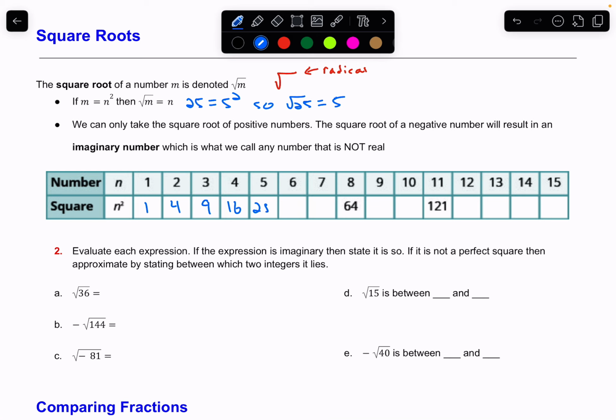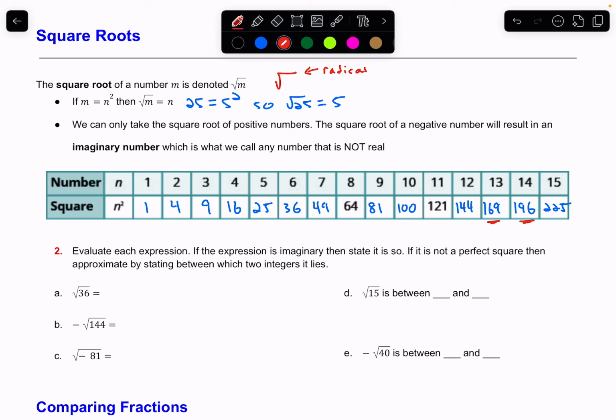5 squared is 25, 6 squared is 36, 7 squared is 49, 8 squared is 64, 9 squared is 81, 10 squared is 100, 11 squared is 121, 12 squared is 144, 13 squared is 169, 14 squared is 196. I always remember that one because it's just the reverse of these two digits. So from 13 to 14, I feel is not too hard to remember. And then 15 is 225.